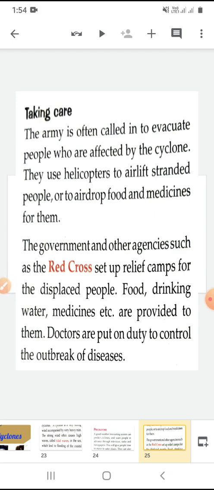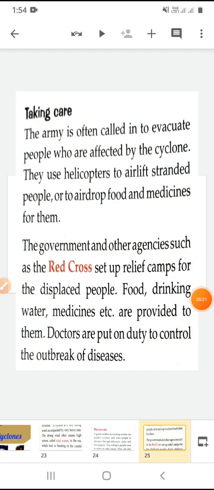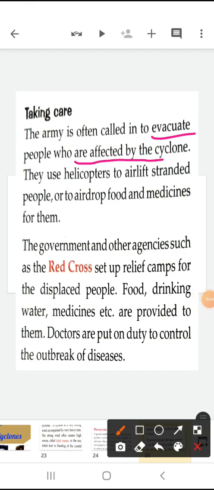Now, the army is often called in to evacuate people who are affected by cyclone. Evacuate means to leave. The army is often called to help the people who are left at the places where the cyclone hit. So the army is called to evacuate the people, meaning to take the people from the affected place. The army uses helicopters to airlift people or airdrop food and medicines for them.